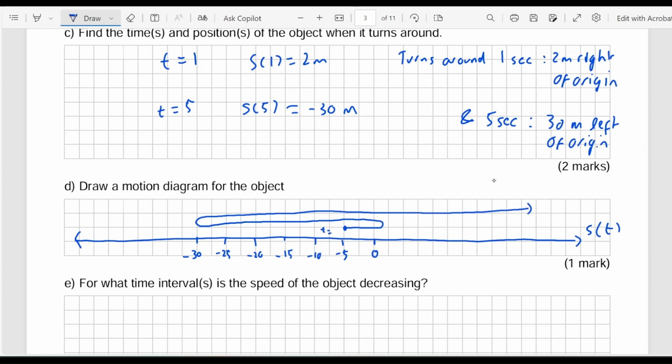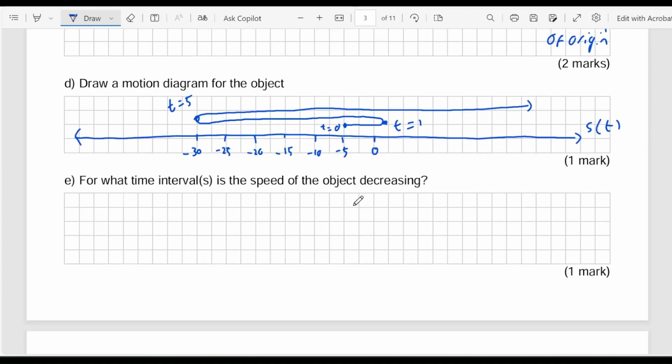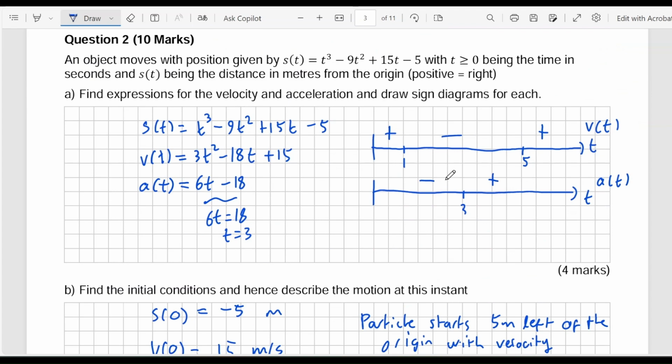We need to label these times, so t equals 0 there, t equals 1 there, t equals 5 there. For what time intervals is the speed decreasing? So that's when acceleration and velocity are pulling different ways. So we probably should put 0 on those sine diagrams.